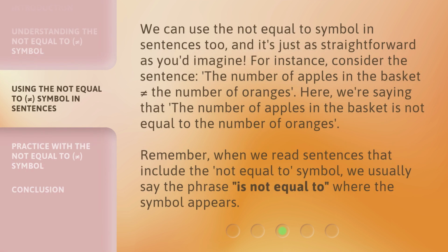We can use the not equal to symbol in sentences too, and it's just as straightforward as you'd imagine. For instance, consider the sentence, the number of apples in the basket does not equal the number of oranges. Here, we're saying that the number of apples in the basket is not equal to the number of oranges. Remember, when we read sentences that include the not equal to symbol, we usually say the phrase is not equal to where the symbol appears.